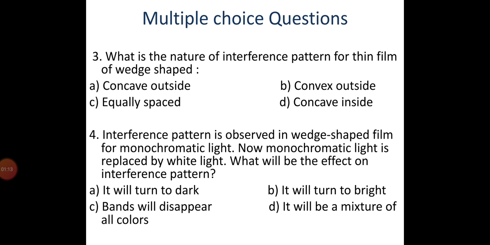Next question is, interference pattern is observed in the wedge shaped film for monochromatic light. Now the monochromatic light is replaced by the white light. Then what will be the effect on the interference pattern? It will turn to dark, it will turn to bright, the bands will disappear, or it will be a mixture of all colors. We choose the right option for this particular question.